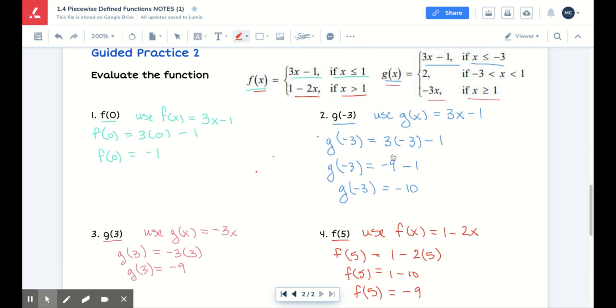Okay, welcome back. So you should have gotten f of 0 equals -1, g of -3 equals -10, g of 3 equals -9, and f of 5 also equals -9. Now, if you missed any of those, you need to mark those down as one that you need to look at again. And then if you still can't figure out why, there's some color coding on here, by the way, in case you wanted to watch this again. You need to make sure you come and ask in class tomorrow.